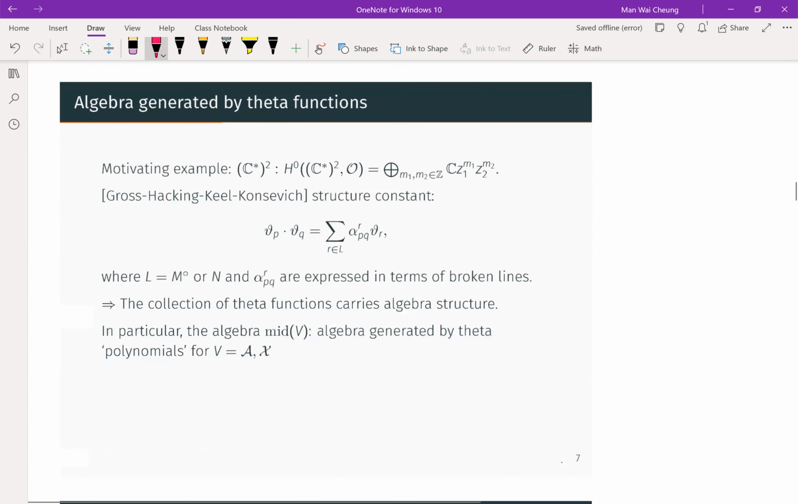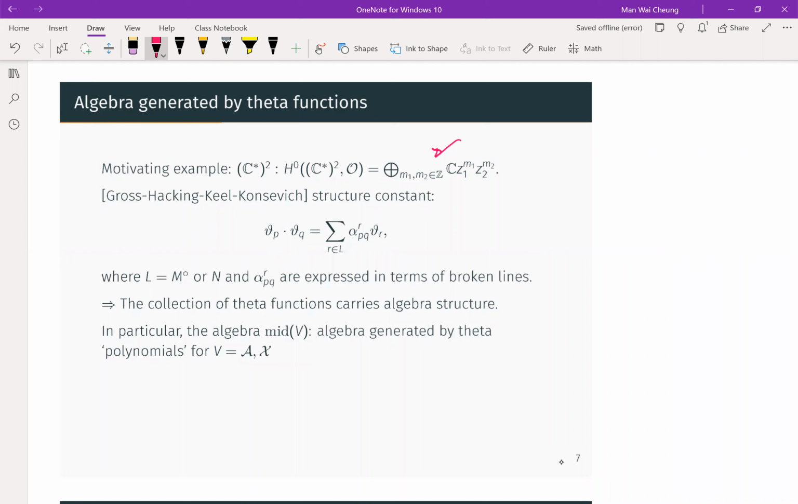I'm being slightly careful here, because this linear combination might or might not be finite. But what we have in mind is a finite, vector space kind of thing. This is what is called the Fock-Goncharov conjecture: whether this collection of theta functions gives the ring of regular functions of the cluster variety. This is not true in general; it is true under some conditions.